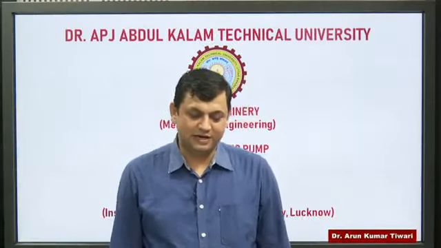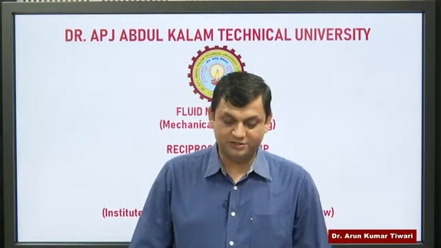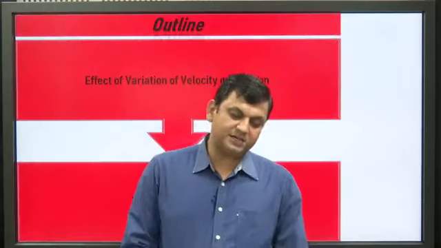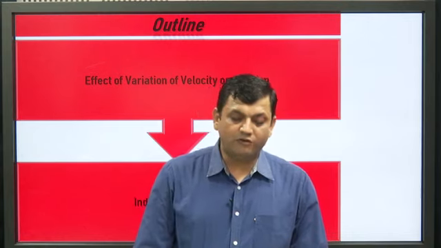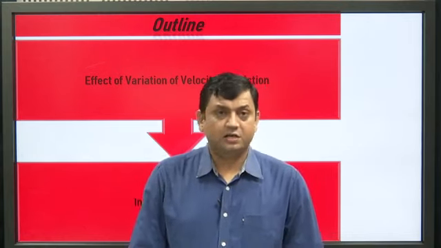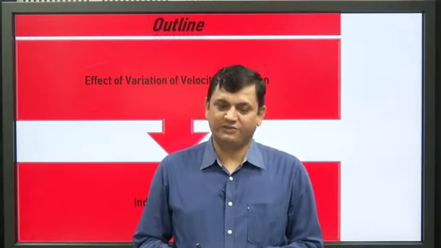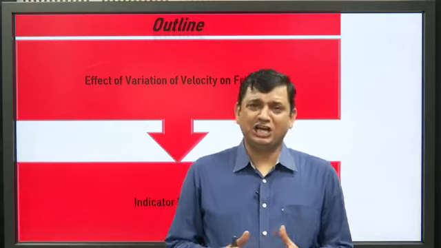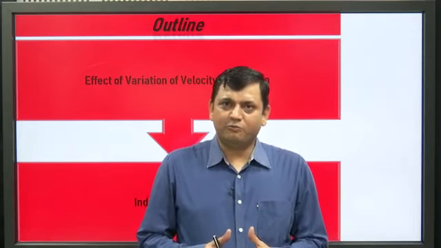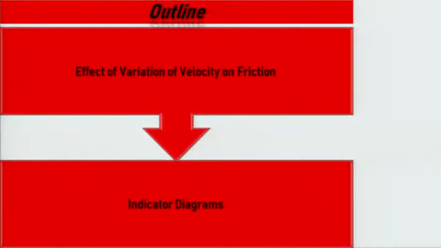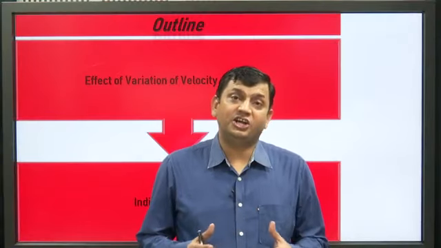Welcome to the second session of this series of lectures on fluid machinery, on the reciprocating pump. In this session we will discuss the effect of variation in velocity as well as variation in friction, and then, in detail, the indicator diagram: what the effects of velocity, acceleration, and friction are.